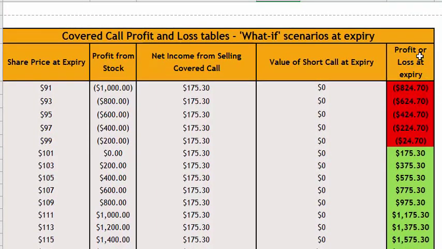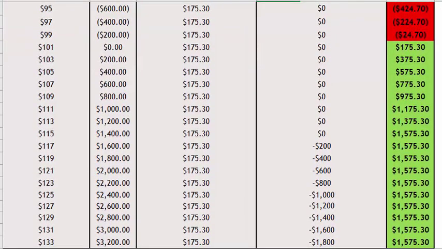So all we're doing for our profit and loss at expiry is simply adding up these three columns, and anything that's highlighted in red is a loss. So if the share price goes to $91, we lose $824.70. If it goes to 99, we lose $24.70. And then you're going to see on the profit side, highlighted in green, if it's a profitable trade, you can see that it's continued to rise until it gets to a certain level. At 115 and above, our profits are capped.